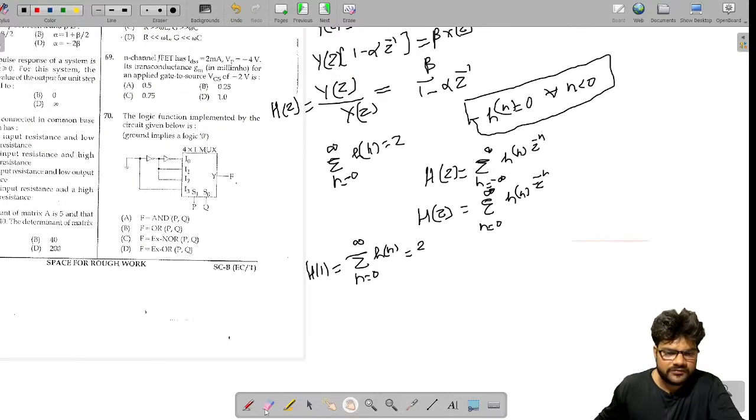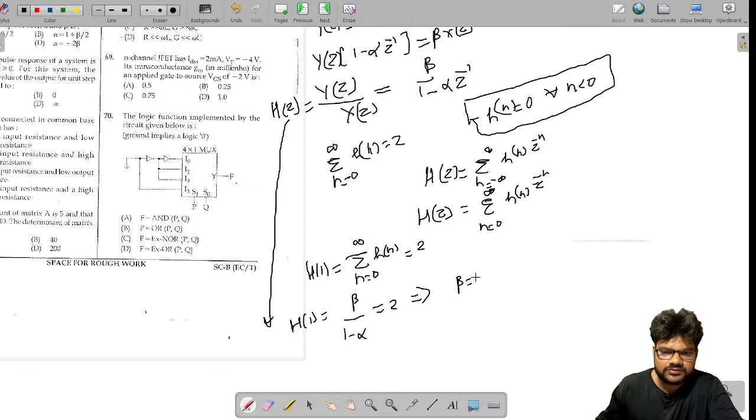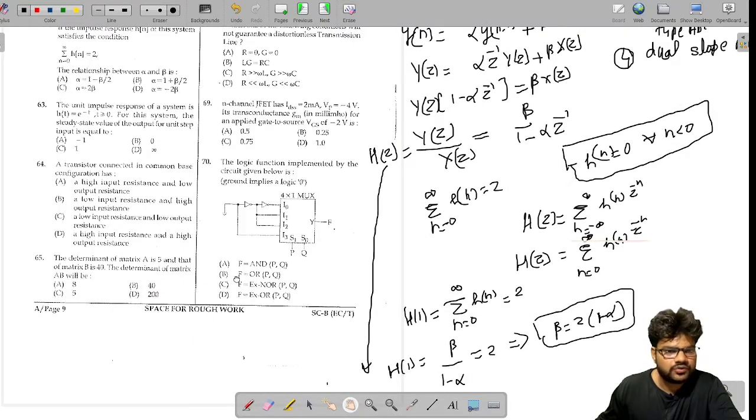Now in this expression, putting Z equals 1, H(1) we will get beta by 1 minus alpha, since 1 inverse will be 1. So we got beta by 1 minus alpha, and H(1) is 2, so let's put it equal to 2. From this we got beta equals 2 times 1 minus alpha. So this is the relation between alpha and beta. Let us see the options: beta equals 2 times 1 minus alpha.